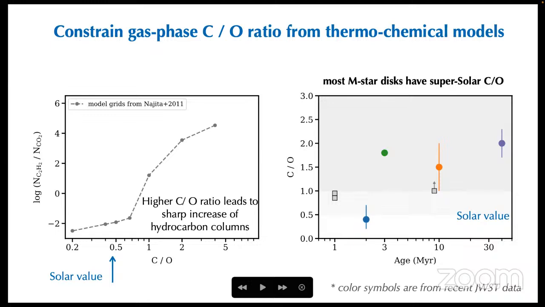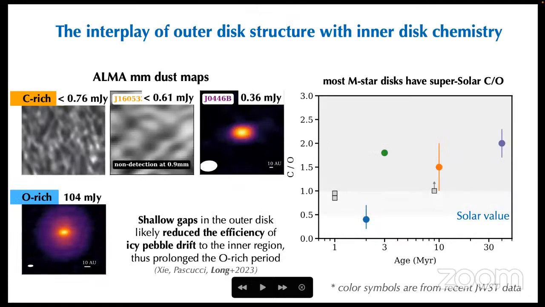So we have tried hard to understand, okay, what might be causing this difference? And we then realized that they have very different dust disks as seen by ALMA. So here I'm showing the ALMA image for only 4 disks, which have recent JWST data. You can see that for the 3 carbon-rich targets, they have very faint millimeter emission, even including 2 non-detections. Whereas on the other hand, this oxygen-rich target has very bright emission, and they also have gap rings in the outer part.